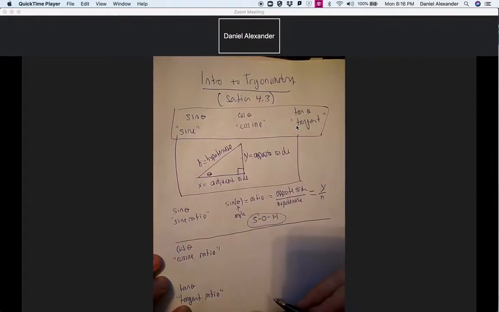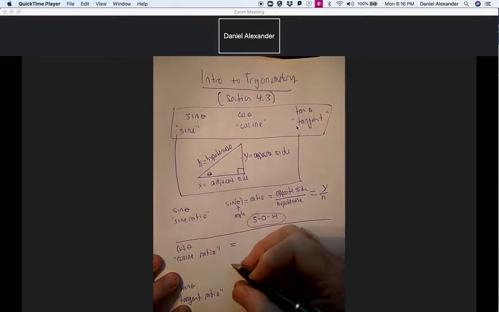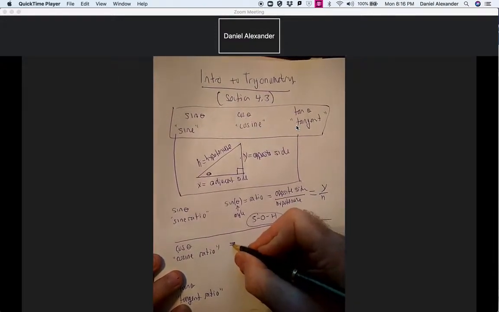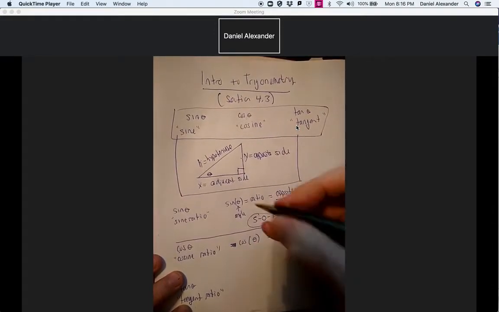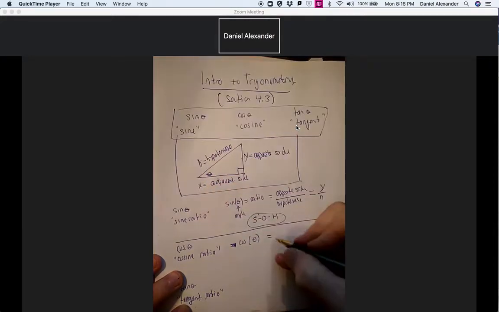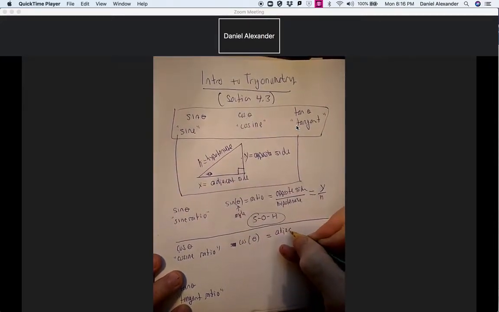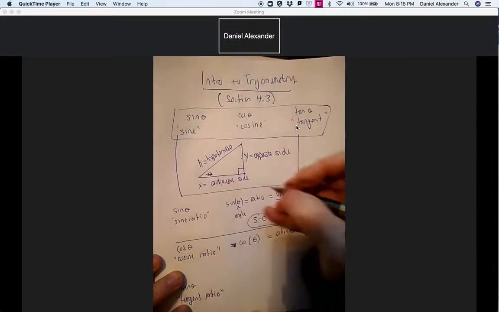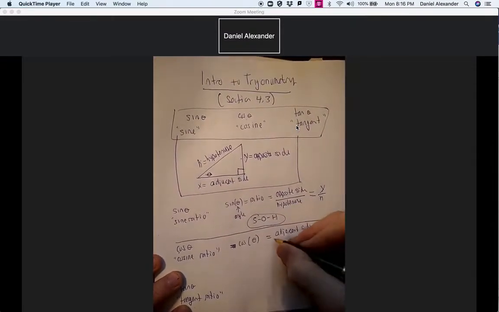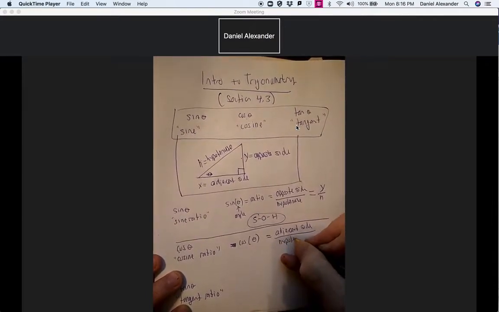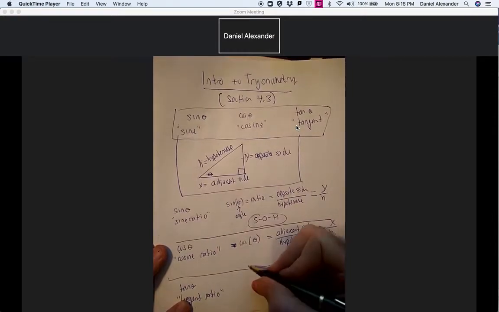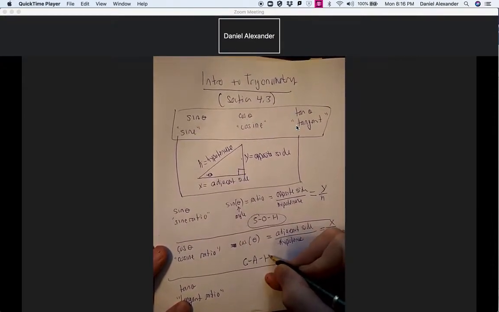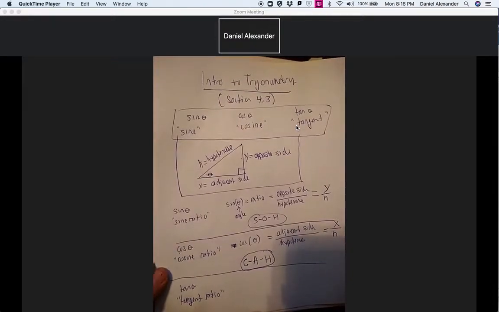Again, I'm going to define the cosine ratio now. You take the cosine of an angle, and you get back a ratio, and it's defined to be the adjacent side, I'm sorry, the adjacent side, over the hypotenuse. And so that's going to be x over h. Cosine, adjacent, hypotenuse, so CAH is one way to remember that.